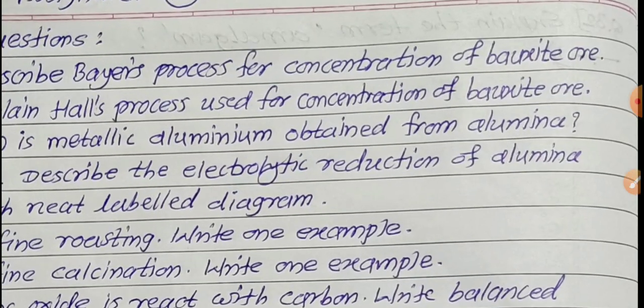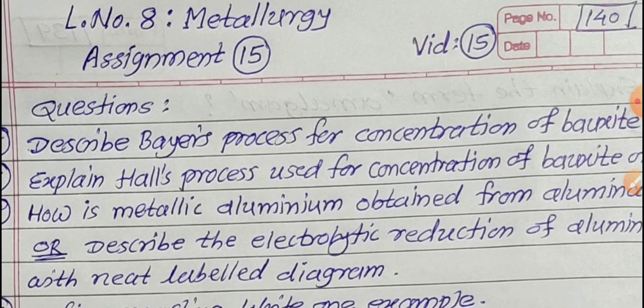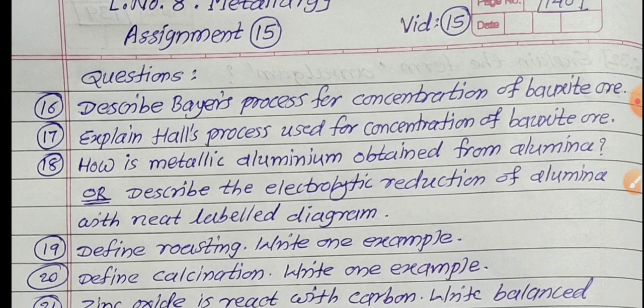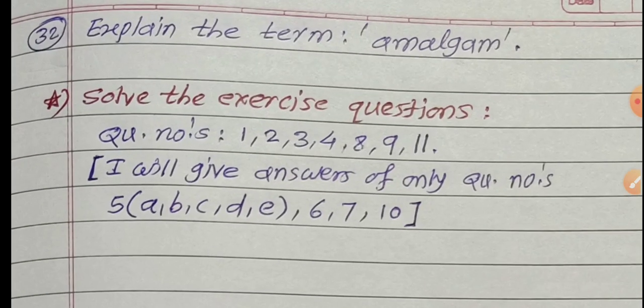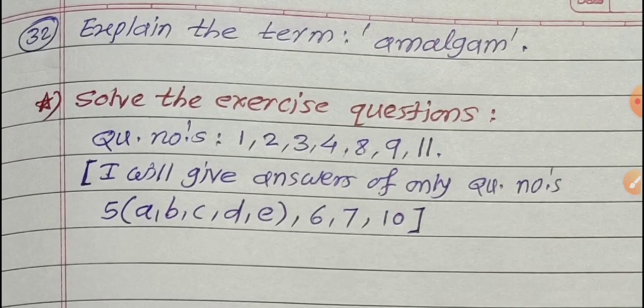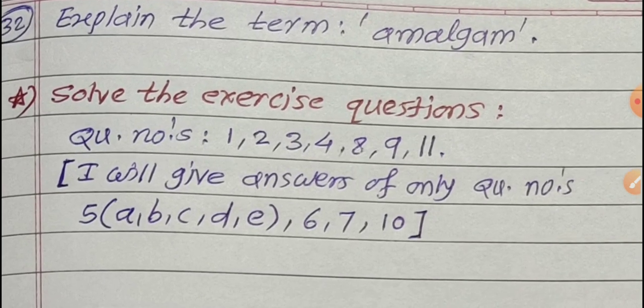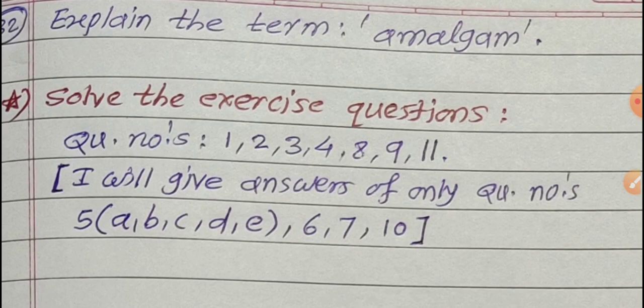Here, assignment number 15 is related to video number 15. Questions are given. Try to write down the answers to these assignment questions. I will show the answers next time. Also solve the exercise questions. Find out the answers from these videos or the textbook for questions number 1, 2, 3, 4, 8, 9, 11. What is given in brackets? I will give answers of only those question numbers.